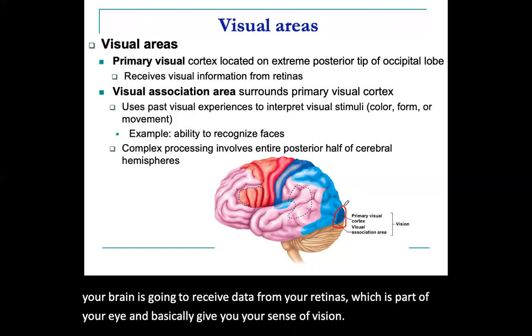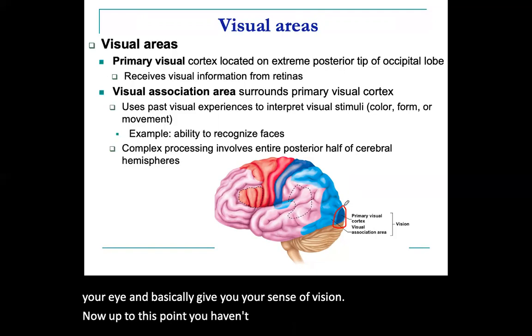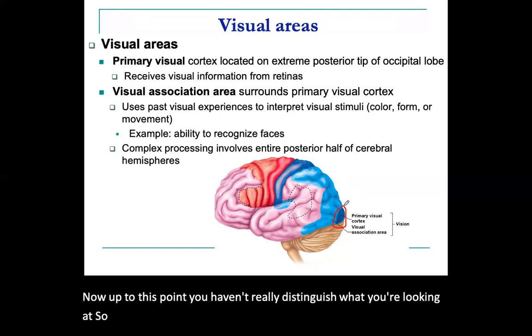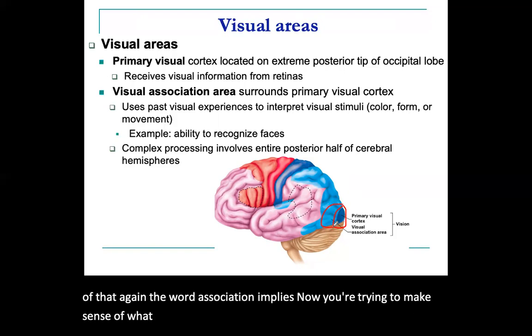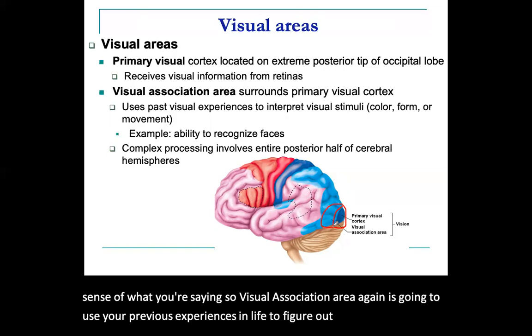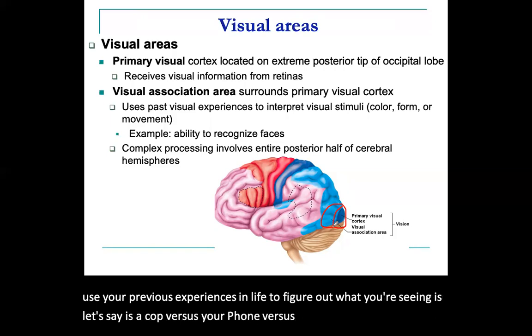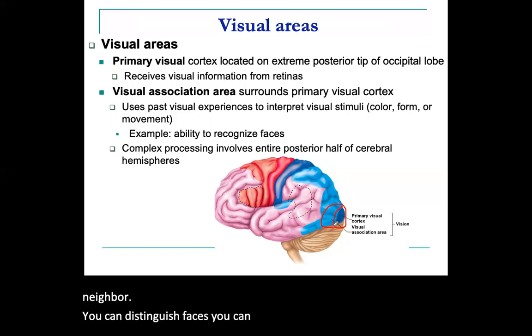Now, up to this point, you haven't really distinguished what you're looking at. So the visual association area, which is the area immediately in front of that, again, the word association implies now you're trying to make sense of what you're seeing. The visual association area is going to use your previous experiences in life to figure out that what you're seeing is, let's say, a cup versus your phone versus a friend versus your neighbor. You can distinguish faces, you can distinguish objects, color, etc. So it is a very complex process.